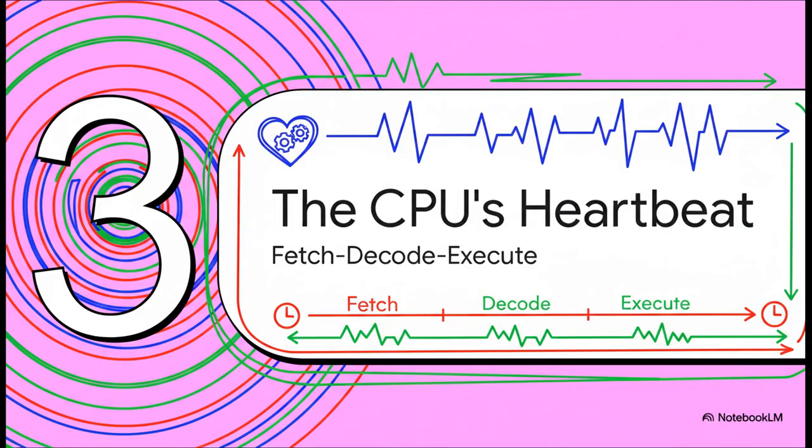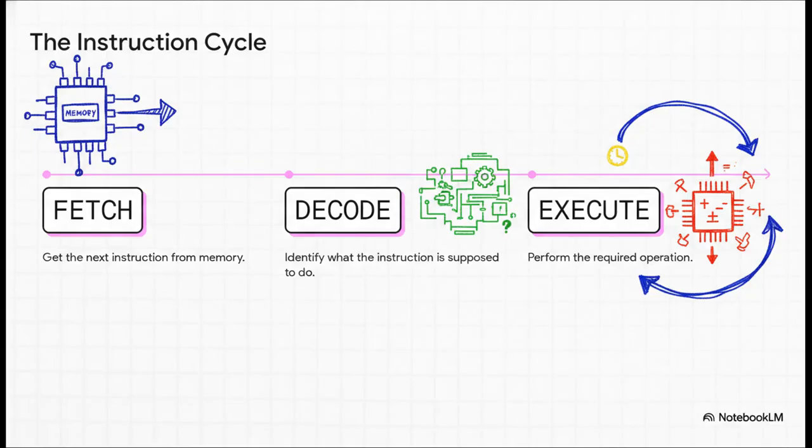Okay, so let's take that vending machine idea and apply it to our CPU. A CPU doesn't just do things randomly, right? It operates on this constant, rhythmic pulse. It's like a heartbeat that drives every single thing it does. And that pulse, that's the legendary Fetch-Decode-Execute cycle. I mean, this is it. This is the fundamental operation of pretty much every computer ever made.